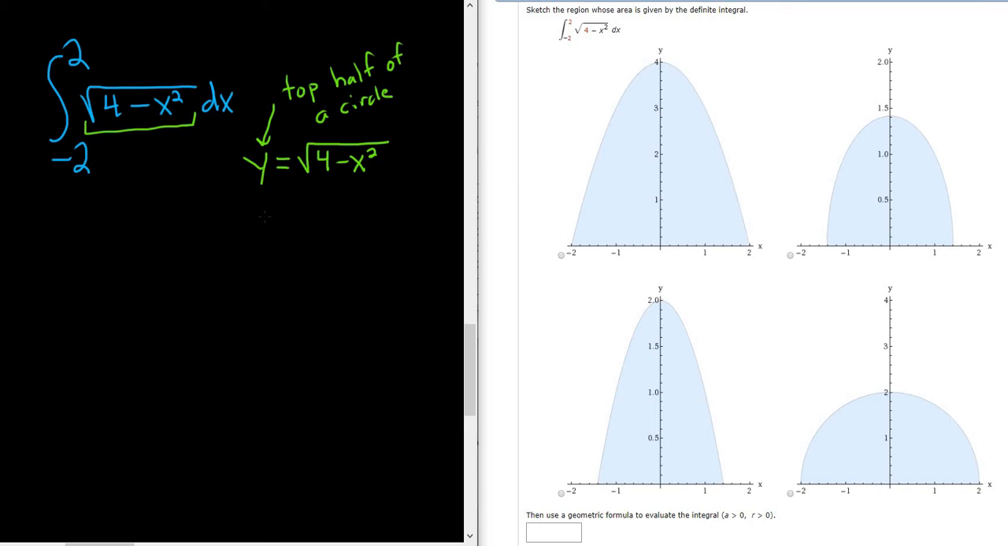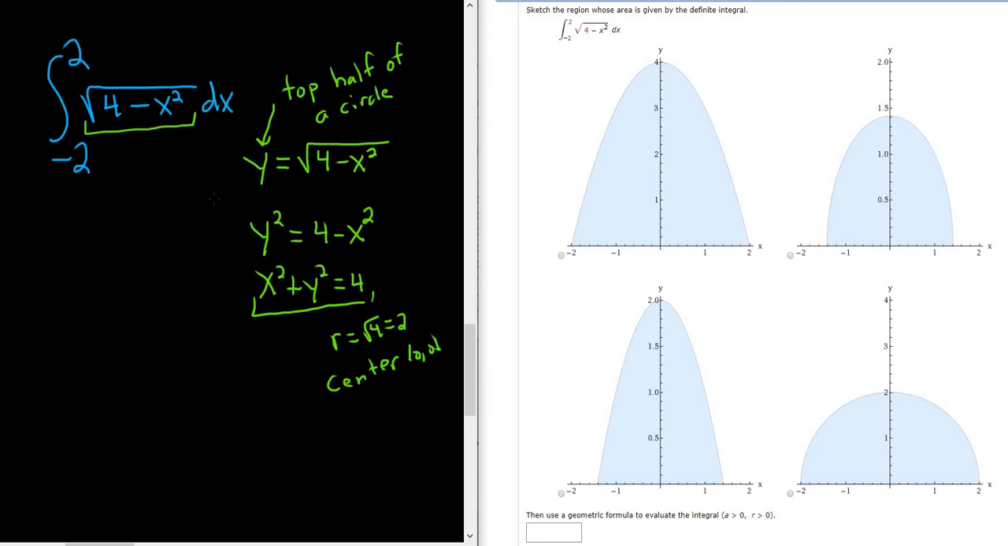If you're not convinced, you can do what I always do, is I convince myself. So how do you do that? Well, you square both sides, and that gives you this, because the square root goes away. And then you just add x squared to both sides, so you end up with this here. So here r is the square root of 4, which is 2. The center of this circle is 0, 0. And so this is a circle centered at the origin of radius 2. So this is just the top half of the circle.